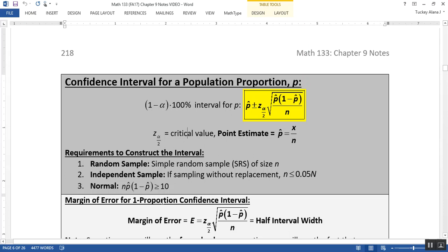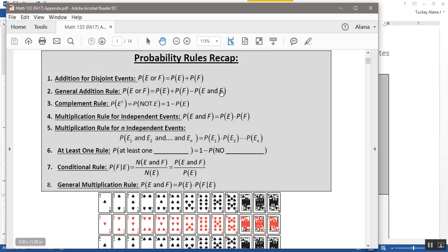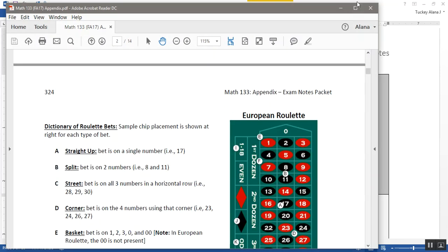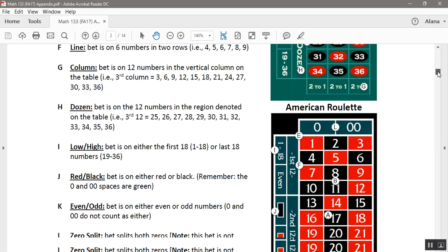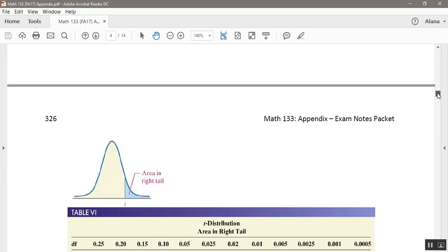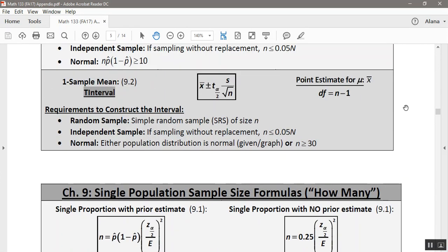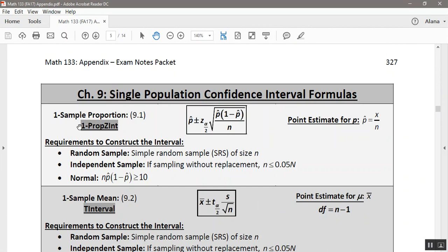So this is the formula, and if you look at your note sheet that you'll get on your exams, which is the packet in the back of your course pack, you can see that I don't expect you to memorize this formula because all that information is in a compact form right here. It says one sample proportion, that's the type of interval we're doing. It tells you about 1-PropZInt, that's where we're going to go on the calculator to get it. We'll talk more about that later. There's the formula in the little box.